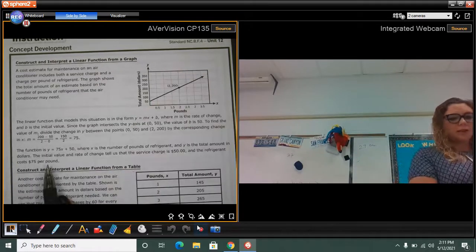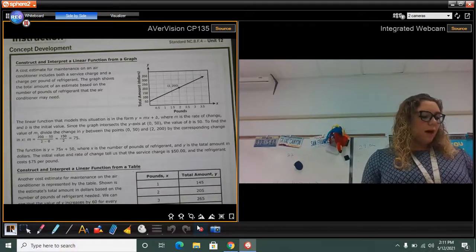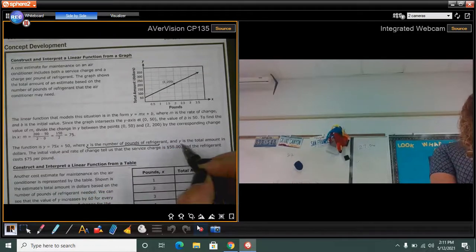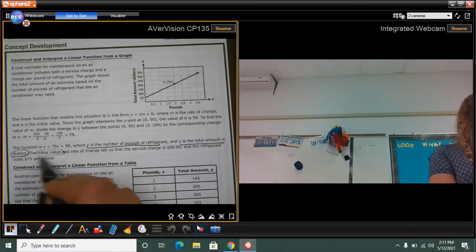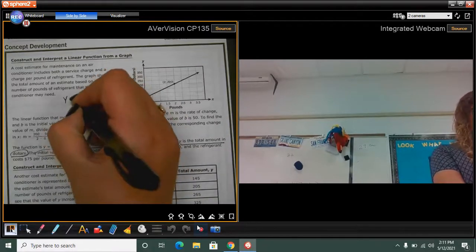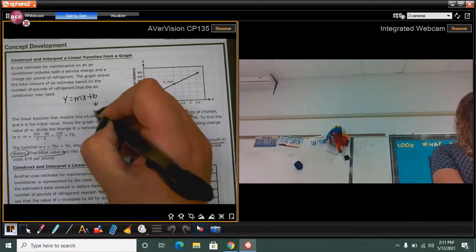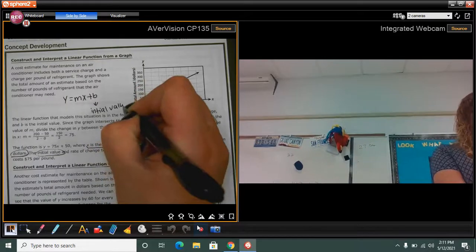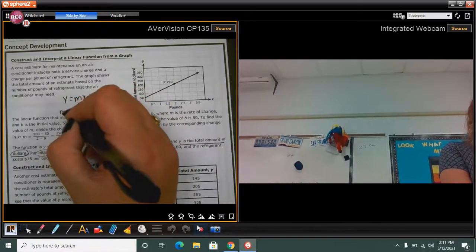So let's skip down here. The function is y equals 75x plus b, where x is the number of pounds and y is the total amount in dollars. The initial value, so remember if you have y equals mx plus b, your y-intercept is your initial value. And then m is your rate of change.